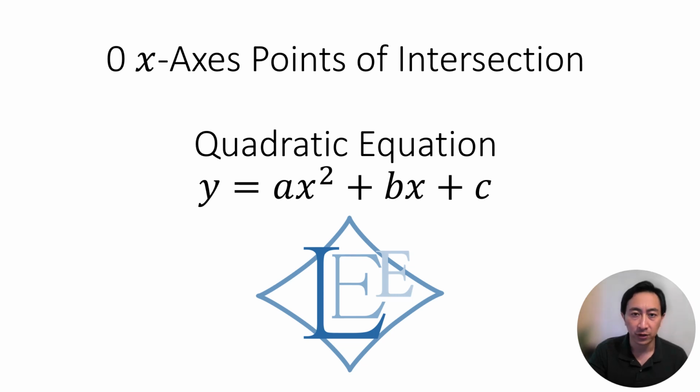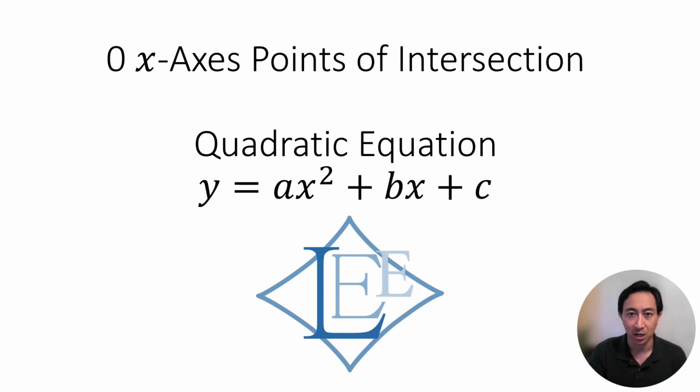In the past two videos, we looked at the cases when we have one point of intersection on the x-axis. That's when we had a max or min point on the x-axis. Then we looked at the general case when we have 2 points of intersection on the x-axis and how to identify those points.